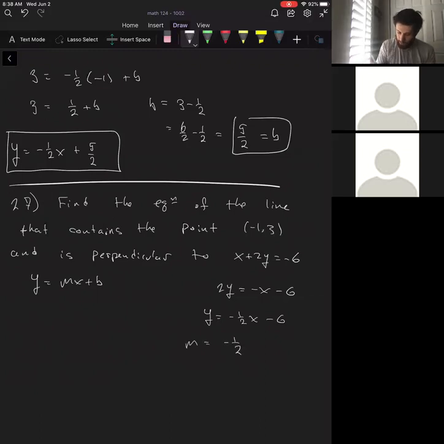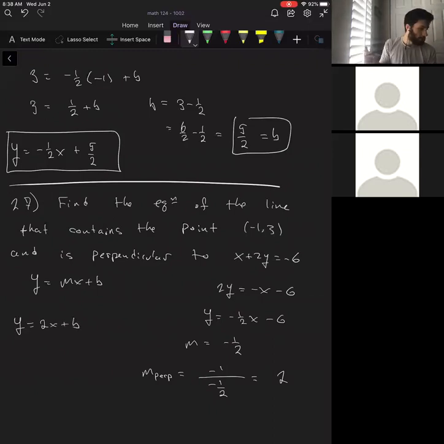But we want the perpendicular slope. We know the perpendicular slope is going to equal minus 1 divided by that slope. So minus 1 divided by minus 1/2 is going to be positive 2. So this is the slope that we're looking for. So our line looks like this: y is equal to 2x plus b.